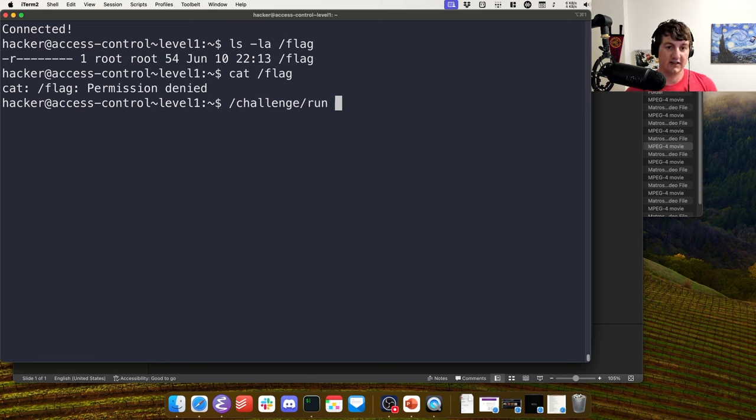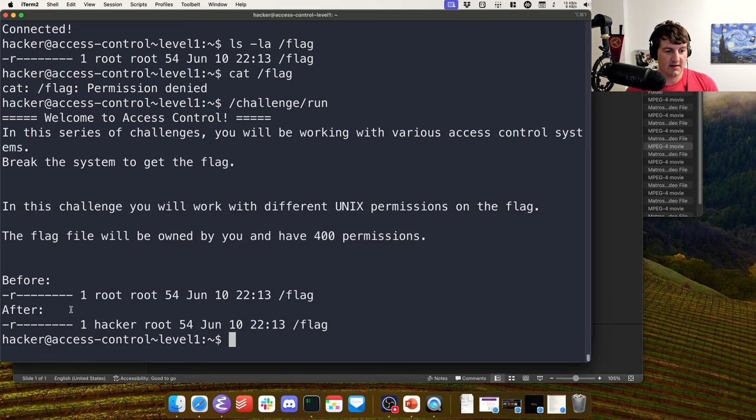And if I run /challenge/run, it's saying that before, the access control was /flag owned by root. Afterwards, it's /flag but owned by the user hacker. And it's saying here, the flag file will be owned by you and have 400 permissions.